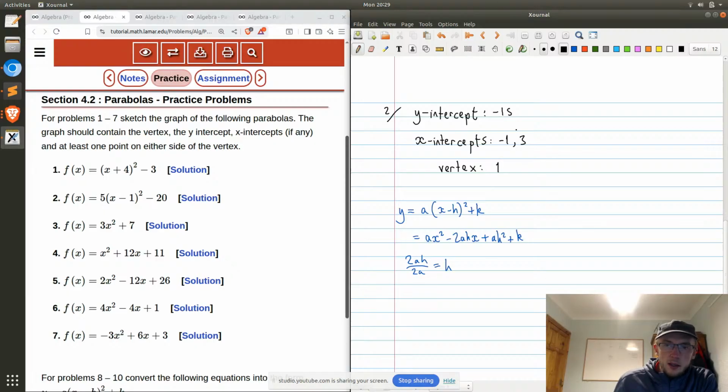Oh, yes. And because the x-coordinate of the vertex should be the mean of the x-intercepts. Right. So it would be 1. Yeah, that makes sense now. Okay, and what's k? Well, -20. And does this make sense? Yes, I would say so.